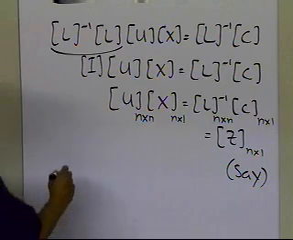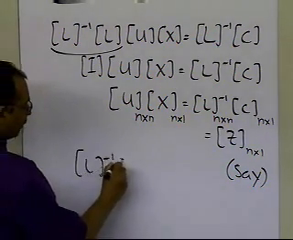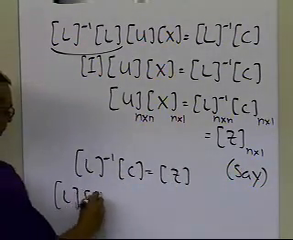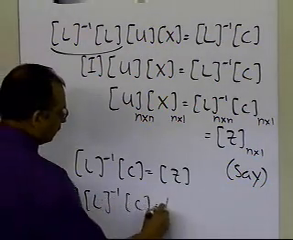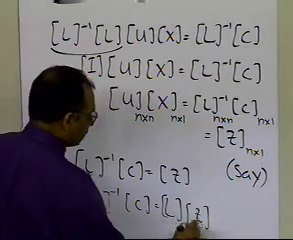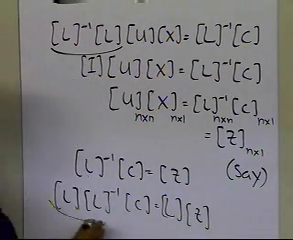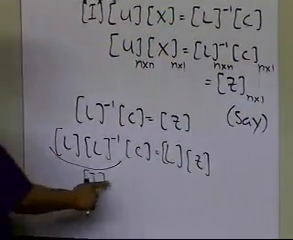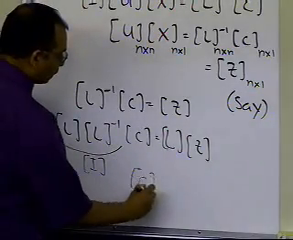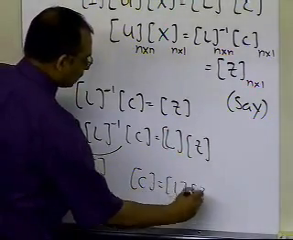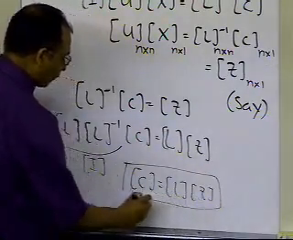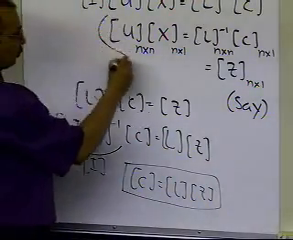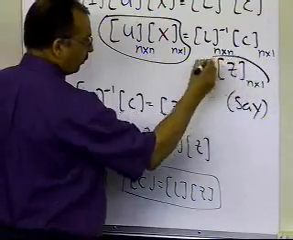How does that help me? Now I can say L inverse times C is equal to Z, and I can multiply both sides by the L matrix, and I'll get L times Z. Since L times L inverse is the identity matrix, that's the definition of an inverse of a matrix, and since the identity matrix times C is C itself, C will be equal to L times Z. I also have that U times X is equal to Z from before.